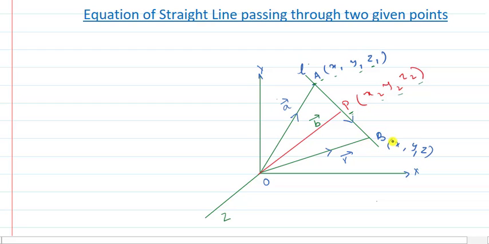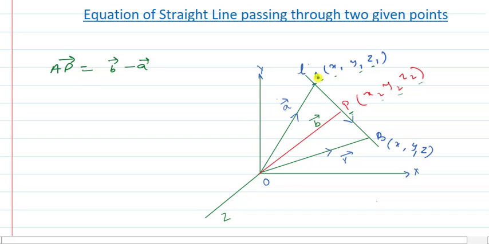So with a little change in the previous expression, let us find out the equation of line AP over here. As we know that AP vector can be written as position vector of P minus position vector of A. You know very well from the vector this thing. So we are having vector B minus vector A as vector AP.